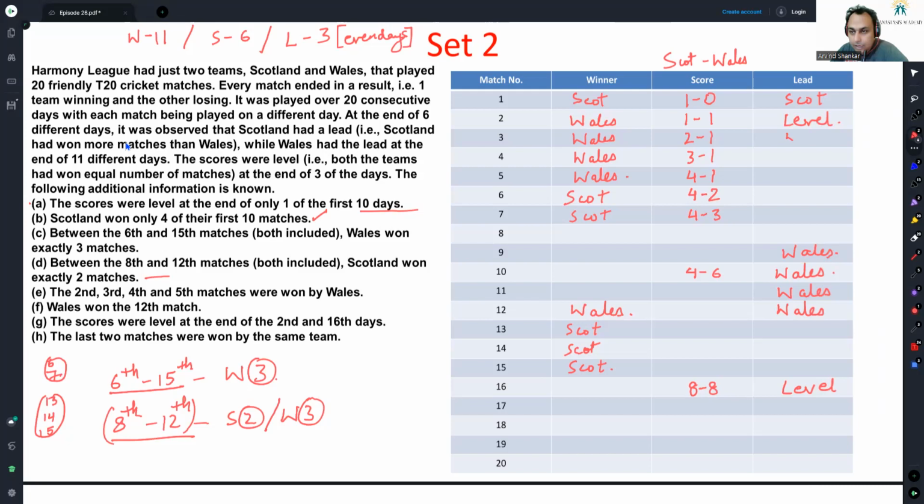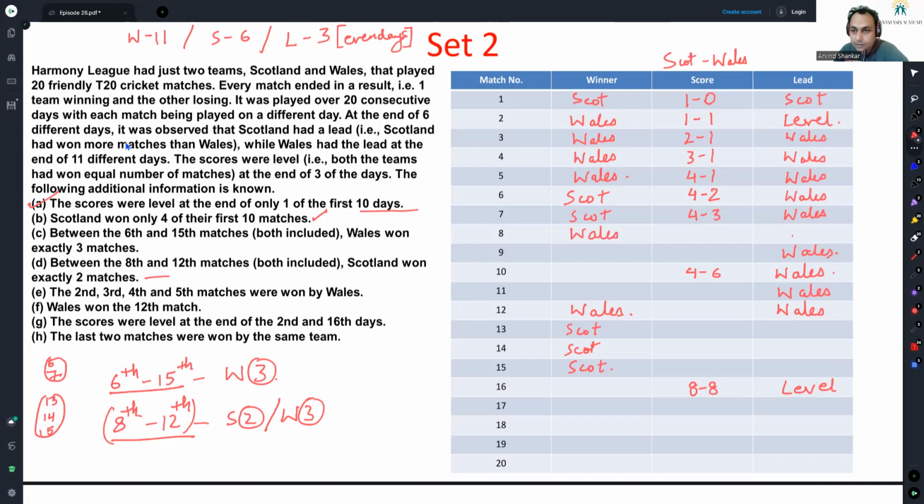We would know Wales is in lead. Wales is in lead. Up until now, we know. Now, on the eighth day, either Scotland will win or Wales will win. If Scotland won, can you see the score line would become level? And we knew from point A, the scores were level at the end of only one of the first 10 days, which would mean you cannot have scores level here, which would mean Scotland cannot win match number 8. It has to be won by Wales.